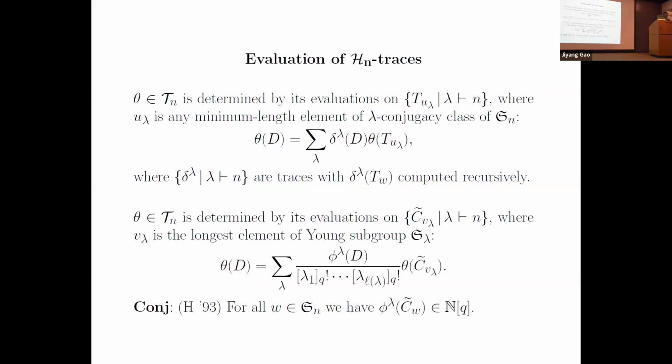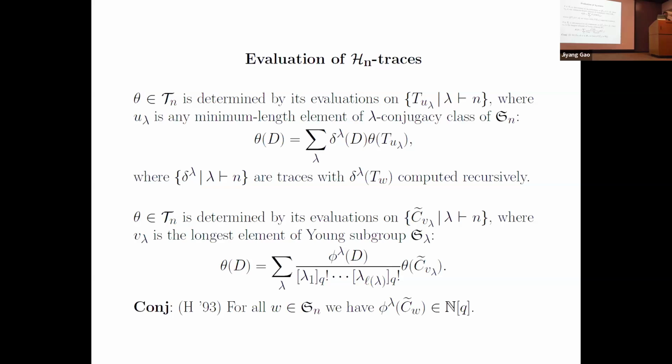The trace theta is determined by its evaluation at elements T_{u lambda}, where u lambda is any minimum length element of the lambda conjugacy class of S_n. To evaluate theta at some element d, we first evaluate theta at all the elements T_{u lambda}, then take a linear combination of these. The lambda coefficient involves the trace function delta lambda, which we can compute first. We saw delta 1^n 30 seconds ago.